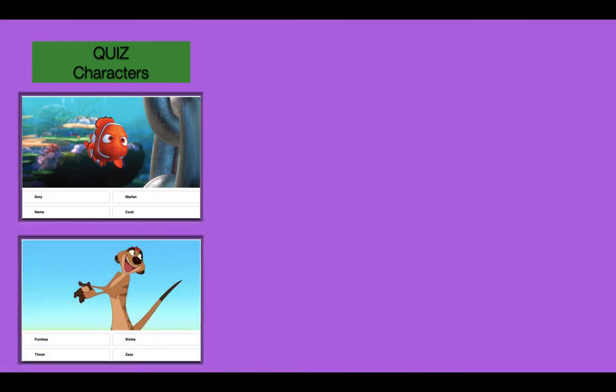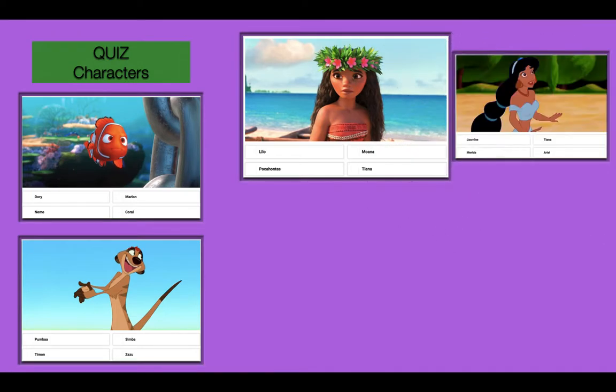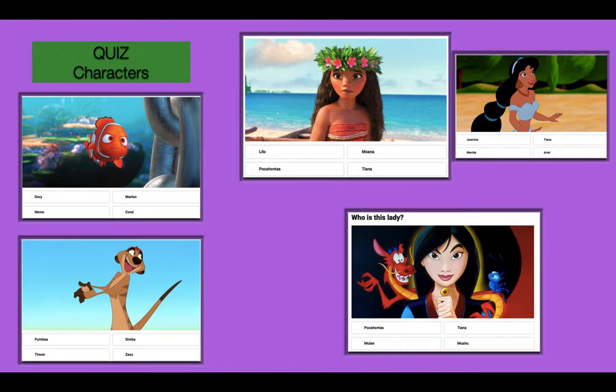Who is this character? Pumbaa, Simba, Timon, or Zazu? Who is this character? Is it Lilo, Moana, Pocahontas, or Tiana? Who is this character? Yasmin or Jasmine, Tiana, Merida, or Ariel? And last of all, who is this lady? Who is the character? Is it Pocahontas, Tiana, Mulan, or Mushu?